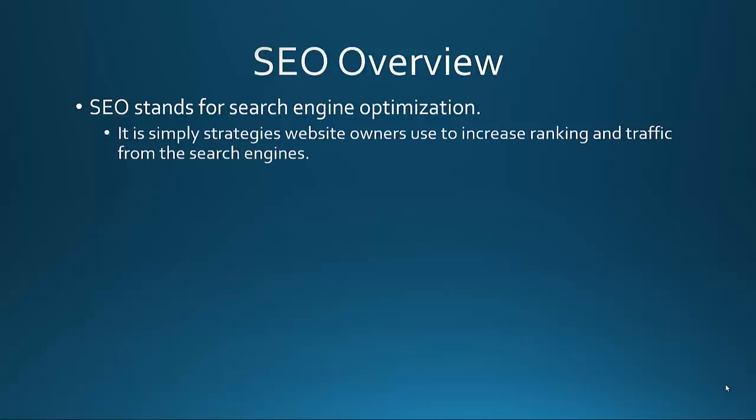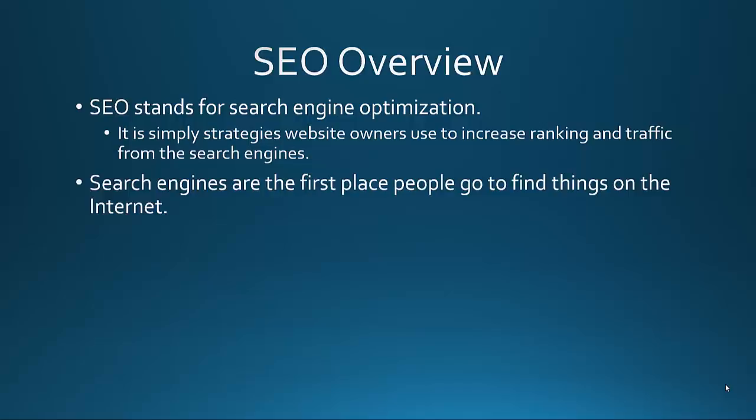Basically, search engine optimization, or SEO, is simply strategies that website owners use to increase rankings and traffic from the search engines. Search engines are the first place that people go to find things on the internet. Everybody pulls up Google, they go to Bing, they go to Yahoo. A phrase like "just Google it" has even become a verb, because people are so used to going to a search engine to find what they want. It doesn't matter if they're looking for something in their local area, if they're looking to purchase something, or if they're looking for information on an event or a political candidate. People go to search engines for all kinds of things.